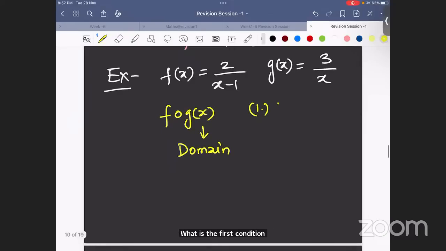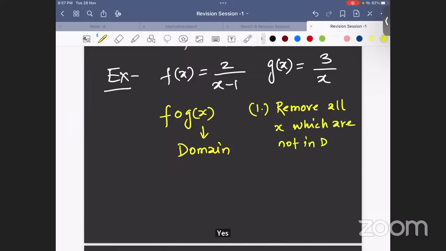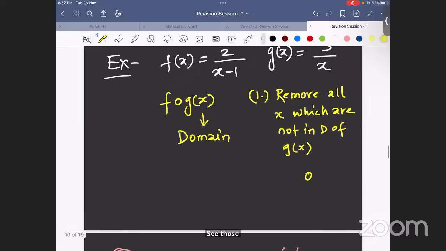Sir, it will not take value 0. Yeah, and remove all x which are not in the domain of g(x). Correct. Remove all x which are not in the domain of g(x). Okay, so which x will you be removing from here? 0. You will be removing 0, correct? Now what is the second case that you should be taking care of?